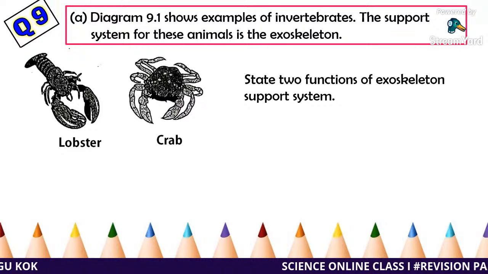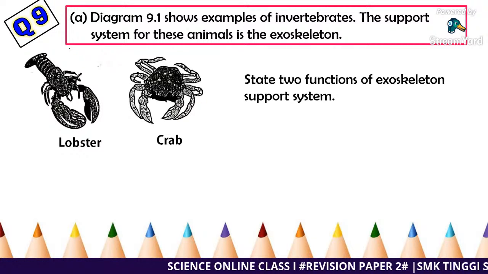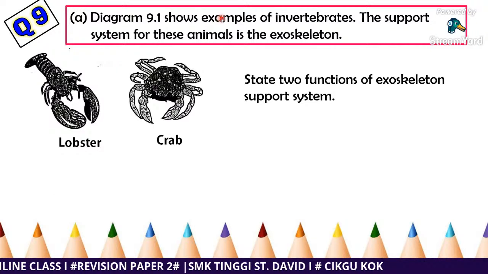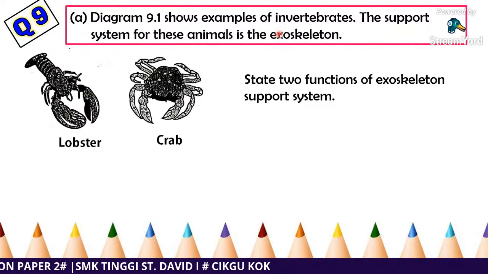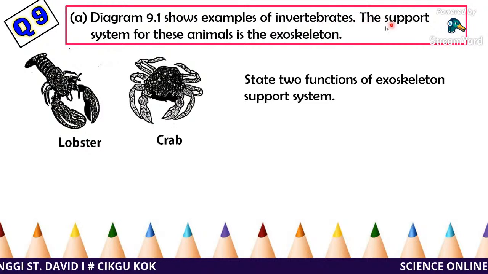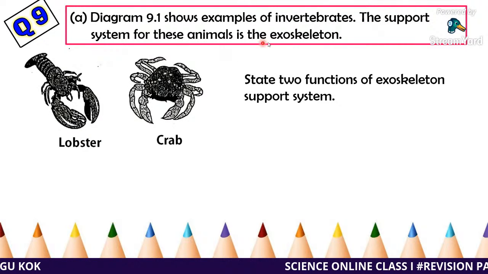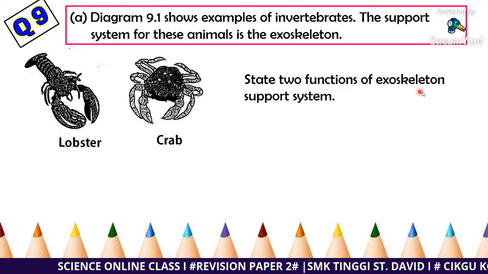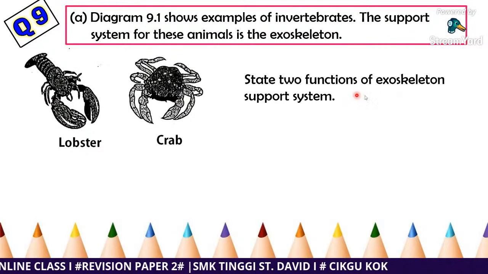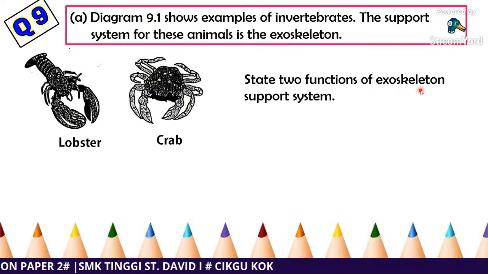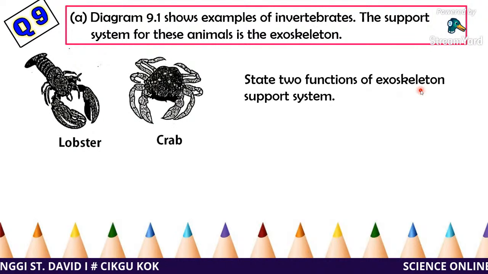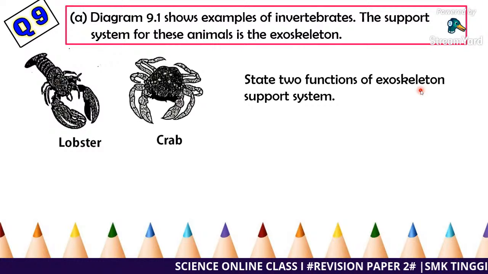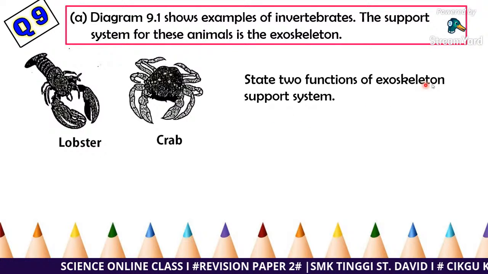Okay, number 9 already, the last one. Number 10 is an experiment, so today I don't want to discuss the experiment. So number 9, they show an example of an invertebrate to support the system of this animal, the exoskeleton. State 2 functions for the exoskeleton. What's the function of the exoskeleton? Important, they want to support the body. The body what? Body weight. Okay, your weight is too high already. So they want to support your body weight with the exoskeleton.